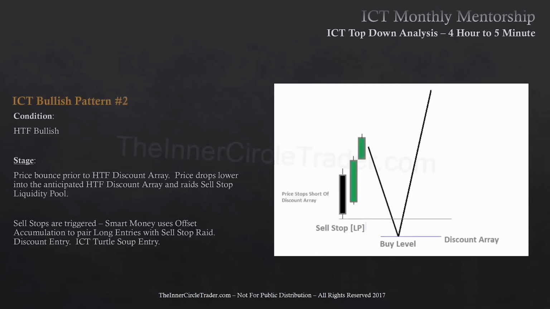Okay, the second one is the ICT bullish pattern number two. I don't have any names for these except for just simply a fair value. And now this is a turtle soup or external range liquidity. The condition on the higher time frame is going to be bullish, and the stage or setup is this.